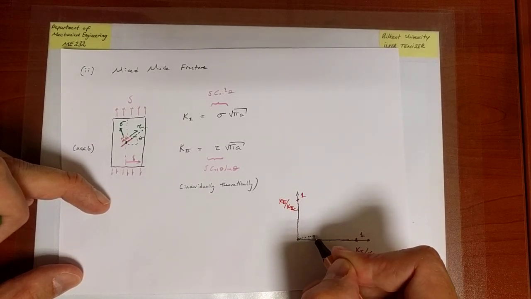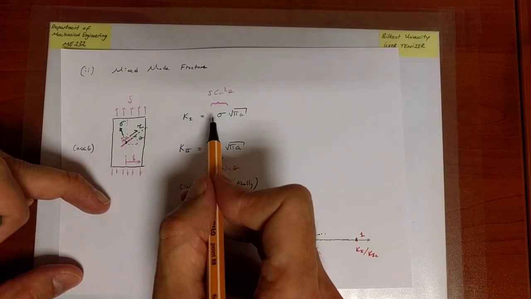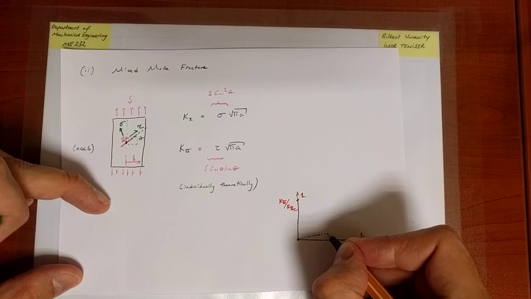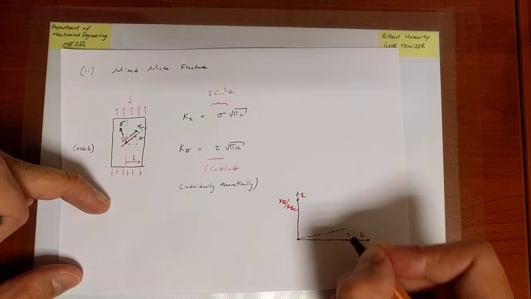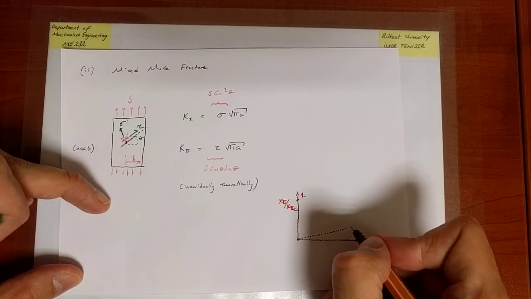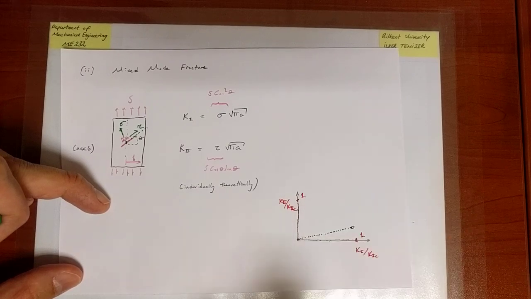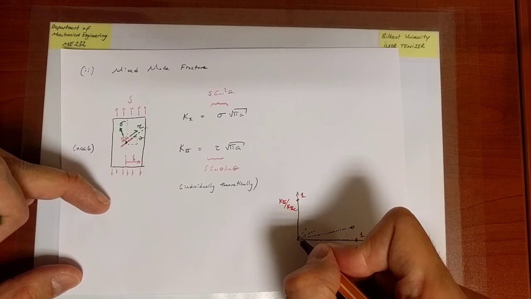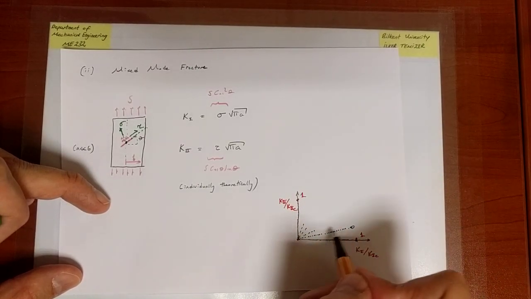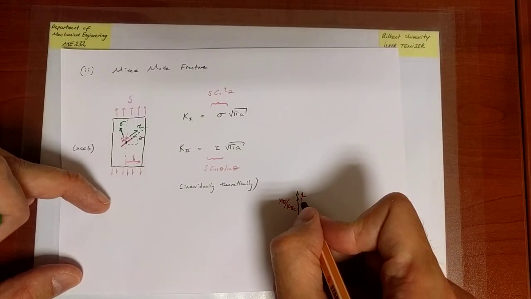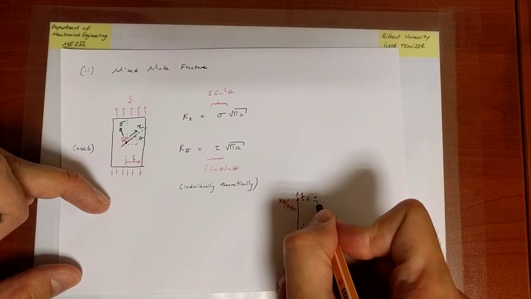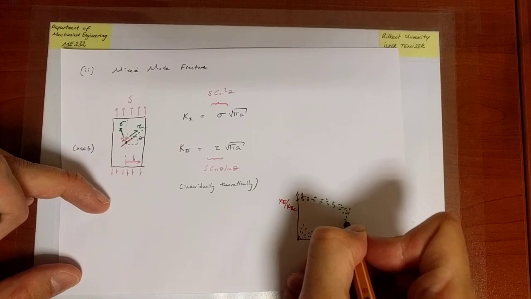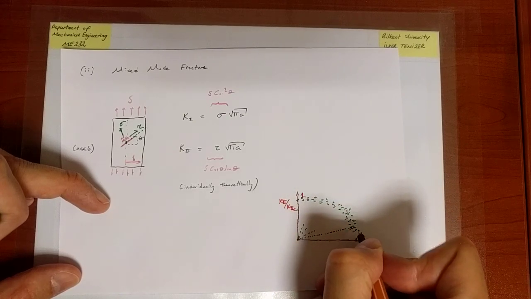So I can move at a certain angle and keep increasing S, which will proportionally increase sigma and tau, and therefore K1 and K2. I will move along a line until I hit some point where failure occurs. Let's say that's that point. In this fashion, I can do experiments in different directions, proportionally increase K1 and K2, and collect data. Suppose these points are points that have to do with failure.